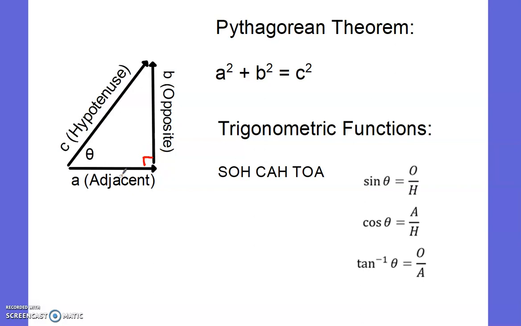And the side across from, or opposite of that 90-degree angle, the longest side, is always called the hypotenuse. But then we have two other sides that we need to give names to. If we have a certain angle labeled, I'm using a Greek letter theta, it's a circle with a line through it to represent that angle.